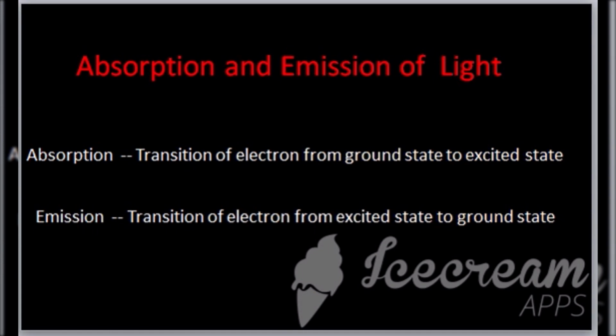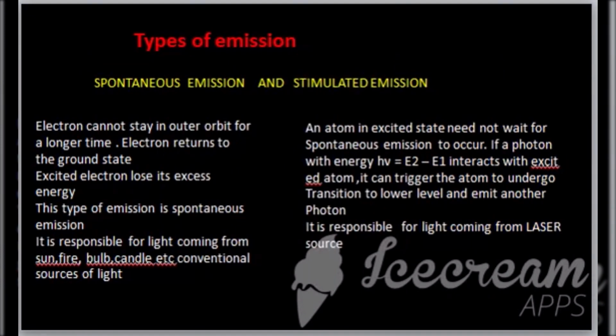Absorption and emission of light. Absorption: transition of electron from ground state to excited state. Emission: transition of electron from excited state to ground state. Types of emission: there are two types of emission, spontaneous emission and stimulated emission.